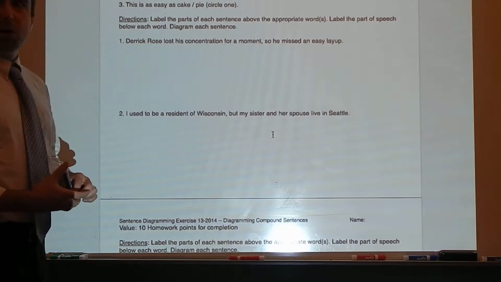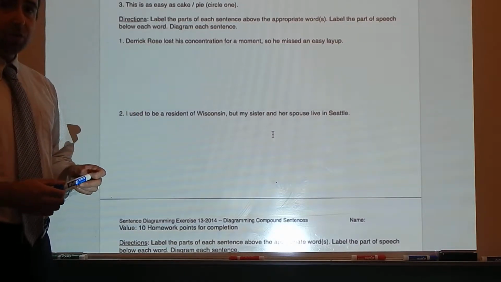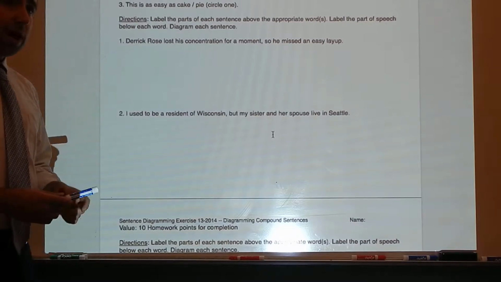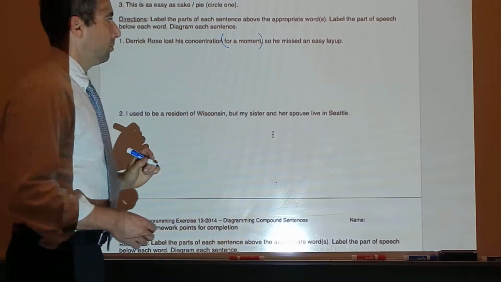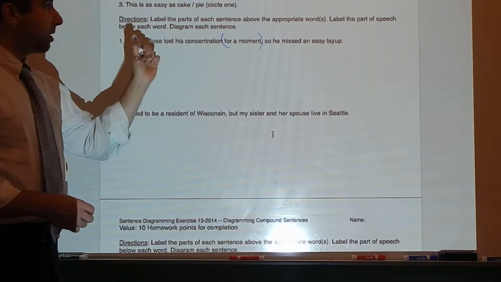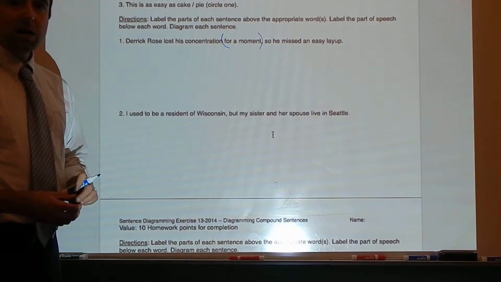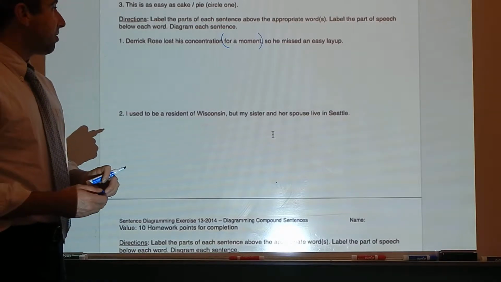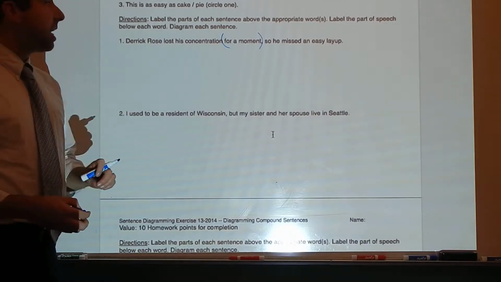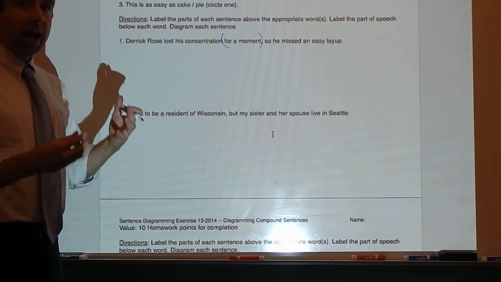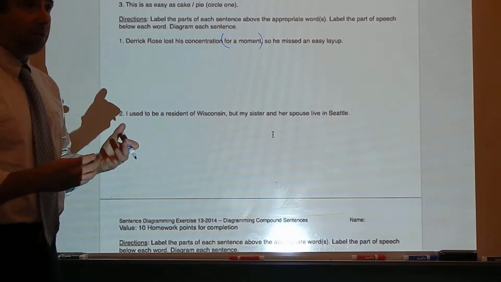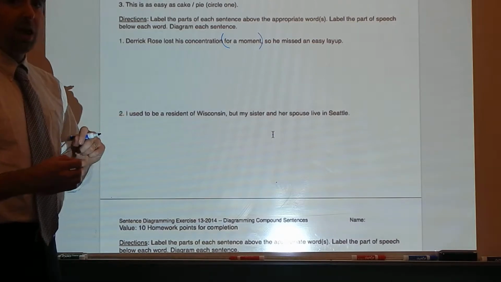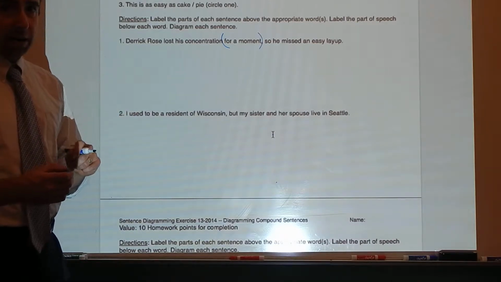So the first step is to parenthesize prepositional phrases. Why don't you pause the video while you do that? Okay, I hope you spotted the one prepositional phrase here. The next thing to do is to identify the subject and the predicate. Now there's going to be 2 subjects and 2 predicates because we've got a compound sentence going on here. So pause the video, find one subject and predicate, then find the other subject and predicate. Pause the video.